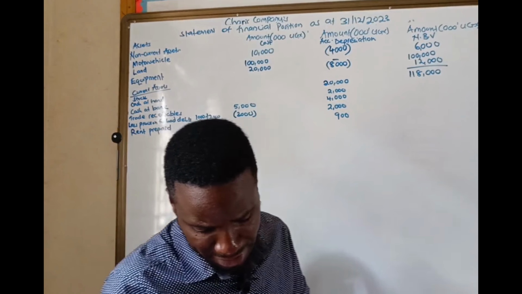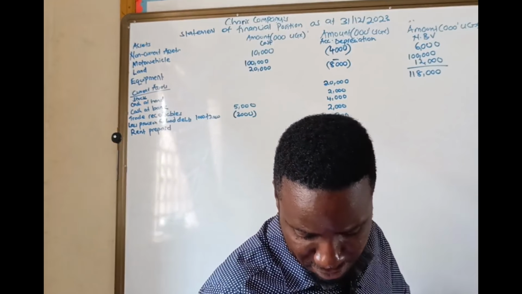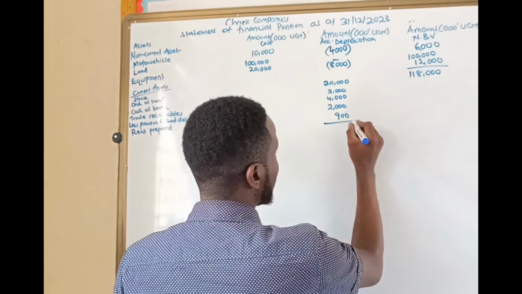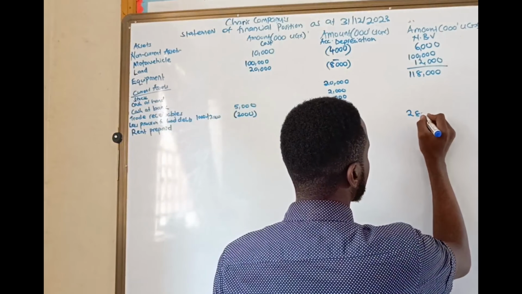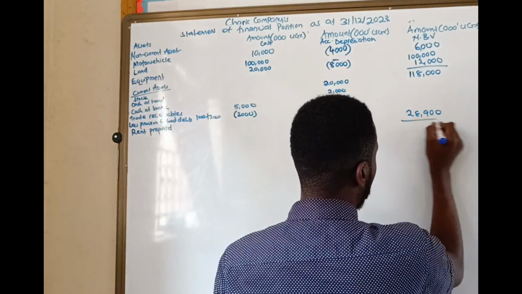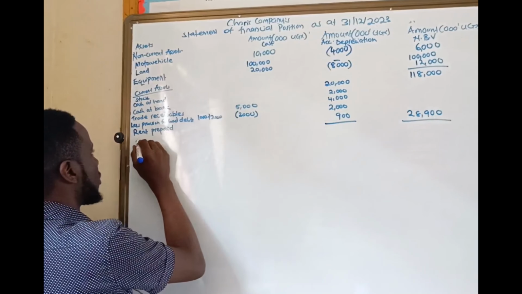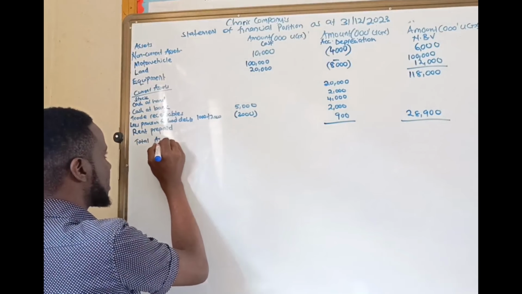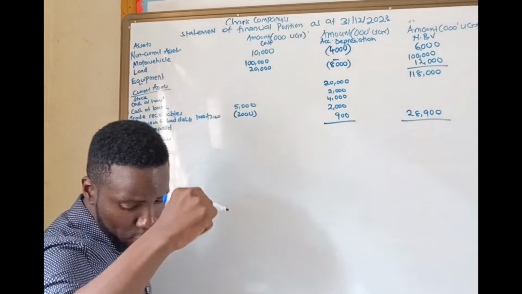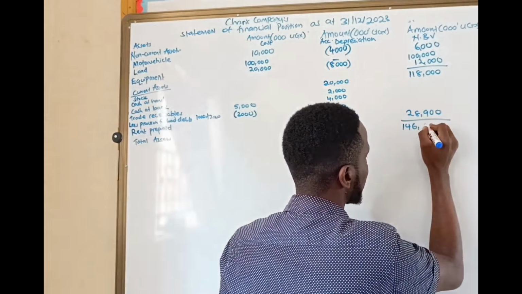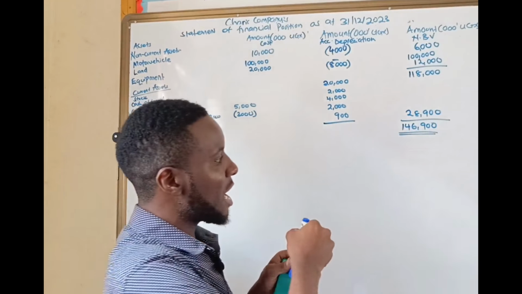So that's what we have there as our income statement. Then the total value when we add here, it will be 28,900. Now when we add this plus this, we are going to get our total assets. So our total assets, we shall have 146,900.